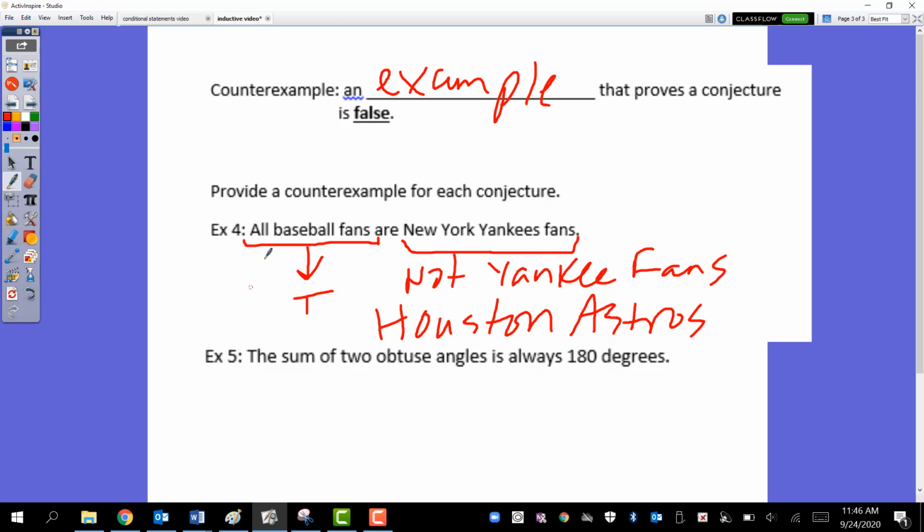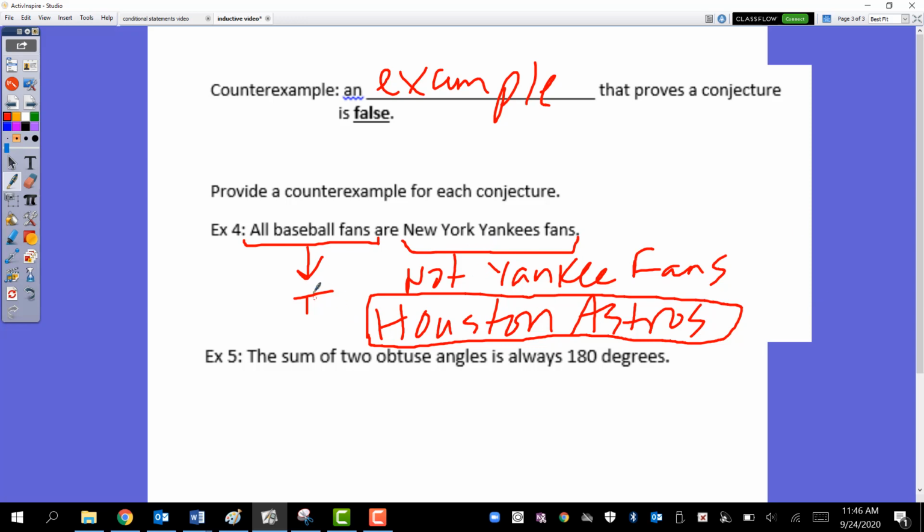So you're just trying to tell these people, you are wrong. How do I prove you're wrong? Well, I give you an example that proves you're wrong. So this would be my answer: Houston Astros fans, a specific person that you know who is not a Yankee fan. You could have picked any baseball team. You could have picked the Rangers. You could have picked the Dodgers. You could have picked anybody that's not the Yankees.